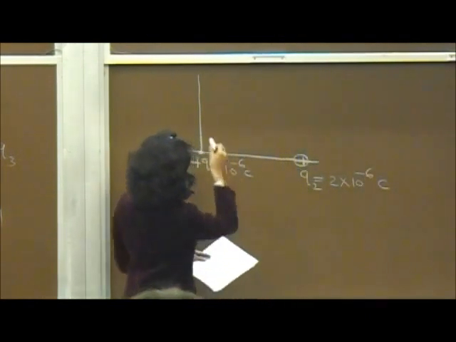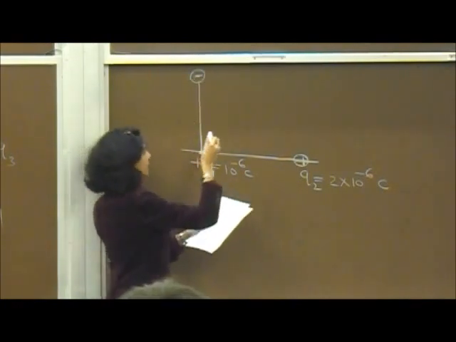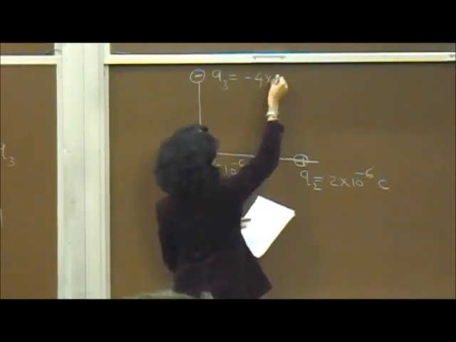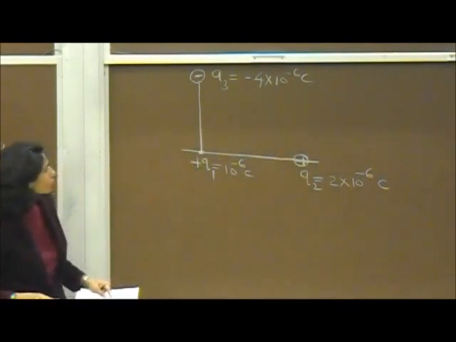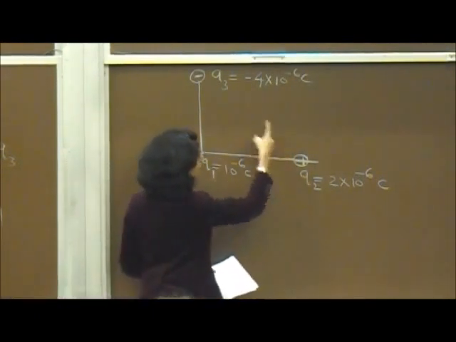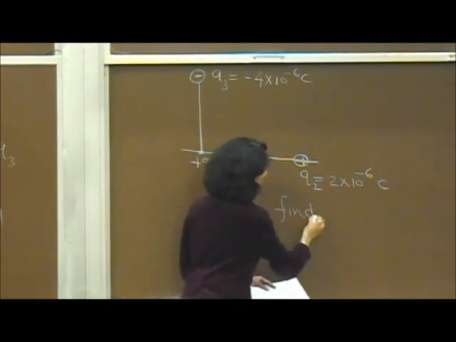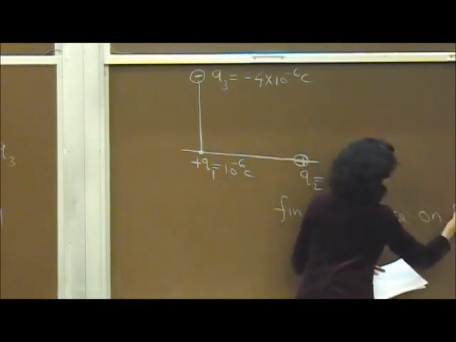And then there is another charge over here, and that's negative. And this is Q3, which is minus 4 times 10 to the power minus 6 coulombs. These two charges are positive. This is negative. And the question is saying, find the net force on Q2.